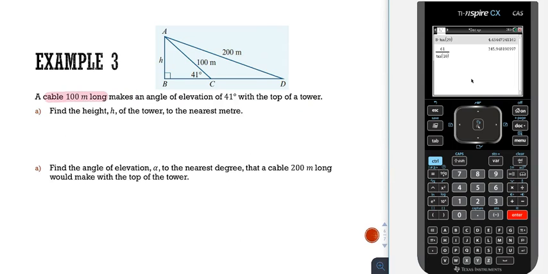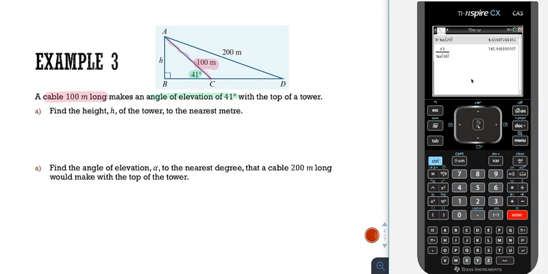Example 3 is a cable question. So a cable 100 meters long makes an angle of elevation 41 degrees with the top of a tower. So that's actually already in our diagram. So 41 degrees is here.